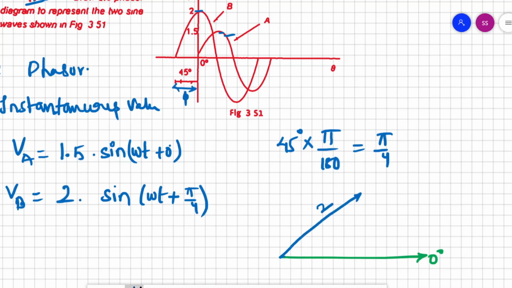Now let us draw the second waveform, which comes after waveform B, that is after 45 degrees, right? So pi by 4 is nothing but 45 degrees, so let us mark it as 45 degrees. Only after 45 degrees does our A waveform start, right? So the A waveform will be in phase with our reference, and it has a peak value of 1.5. This is how we can draw the phasors for the given sinusoidal waveforms.